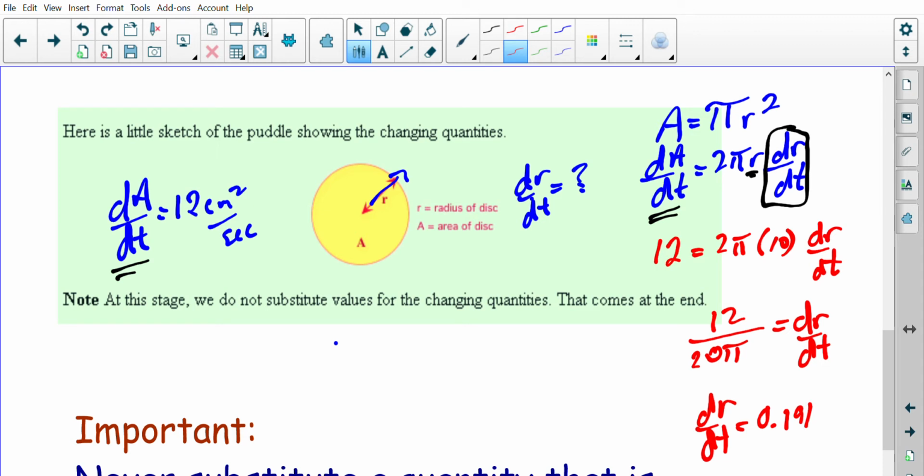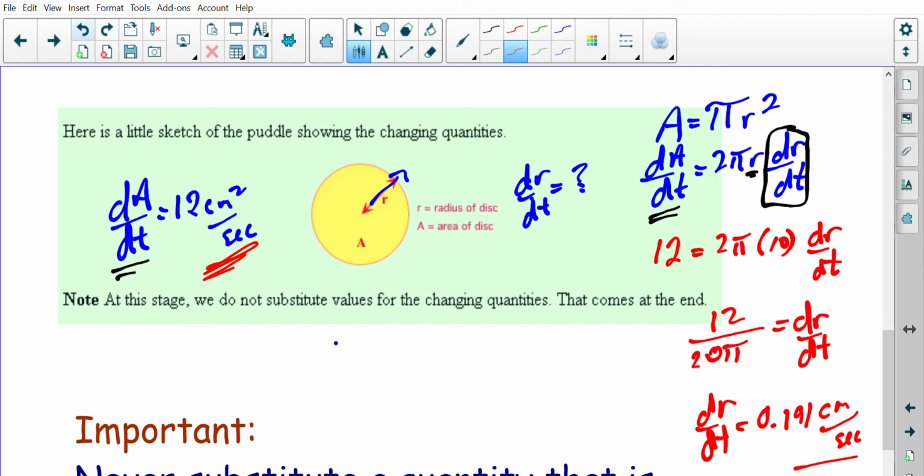Because it was in square centimeters per second, radius wouldn't be square centimeters. Radius is measured in just linear centimeters. The time frame will have to match up with the rate of change you used here. So it would be 0.191 centimeters every second.